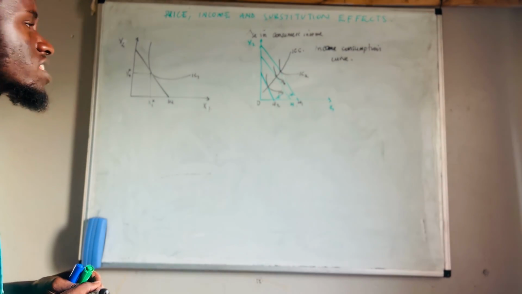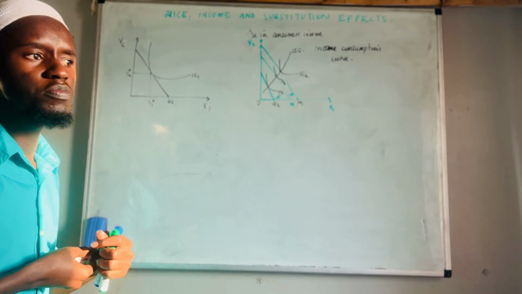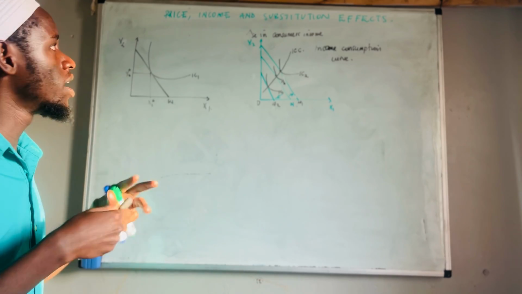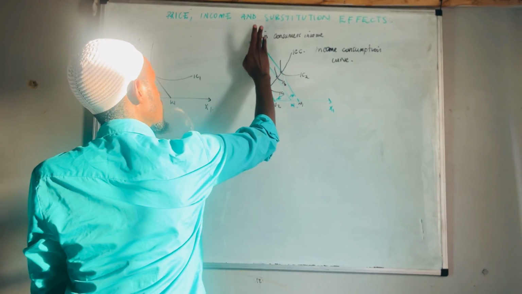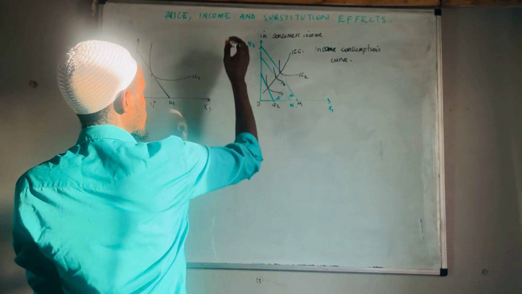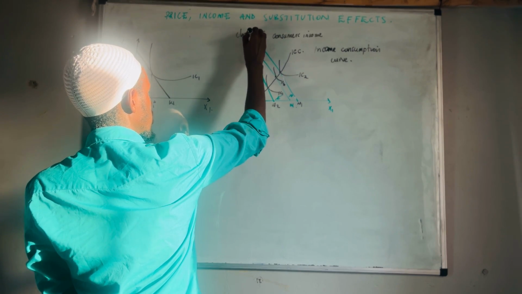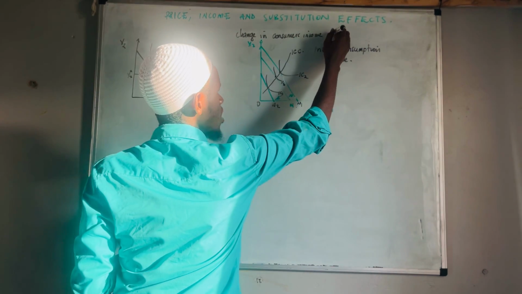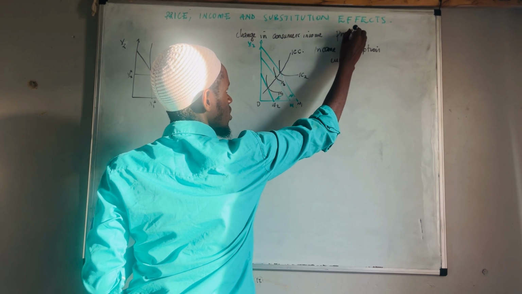Now, the next scenario: if income is kept constant, we have the same income, this is a change. Here I'm having a change in income. This is the first scenario: change in income, keeping prices constant.